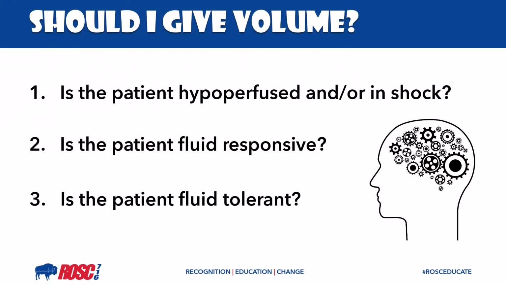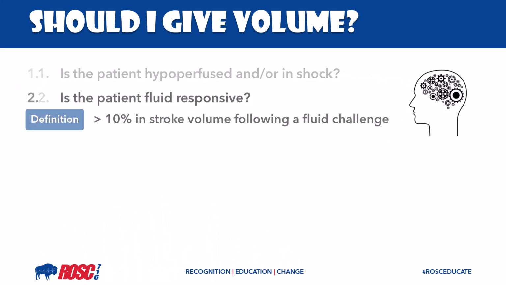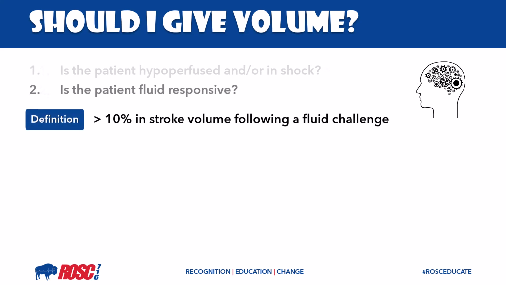Coming back to the big question of should I give volume? In Volume Part 2 lecture, we extensively covered the first two questions here. Is the patient hypoperfused and or in shock? And is the patient fluid responsive? For a quick recap, fluid responsiveness is a type of bedside test that affects the preload status of the heart. This allows the clinician to assess this manipulation to determine if there's an increase in cardiac output. A positive fluid responder increases the probability that the fluid we give to the patient increases their stroke volume or cardiac output. However, it doesn't guarantee that the fluid administration will be safe.